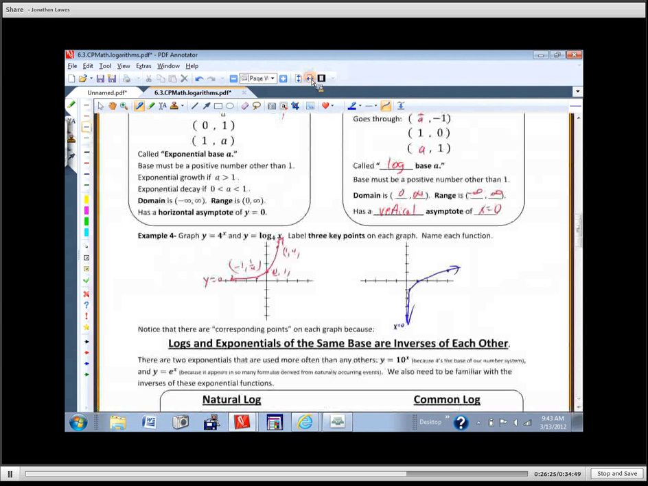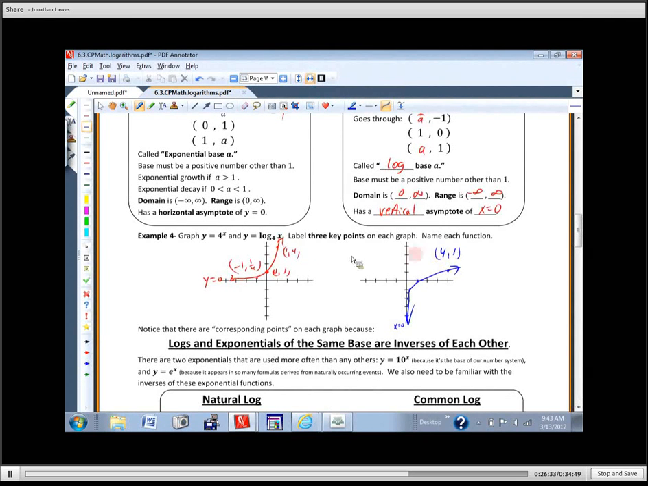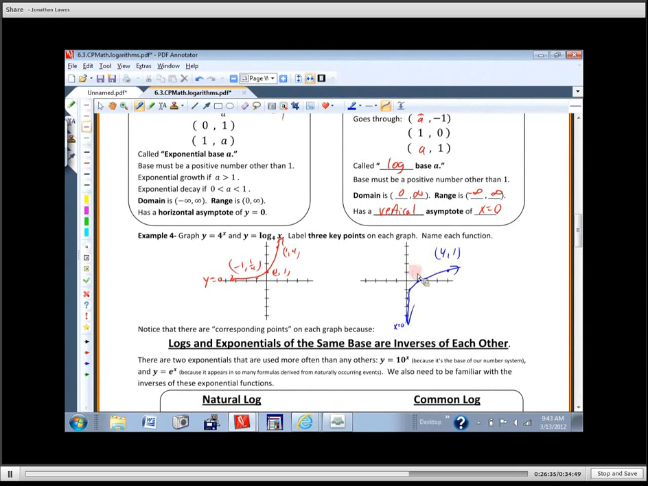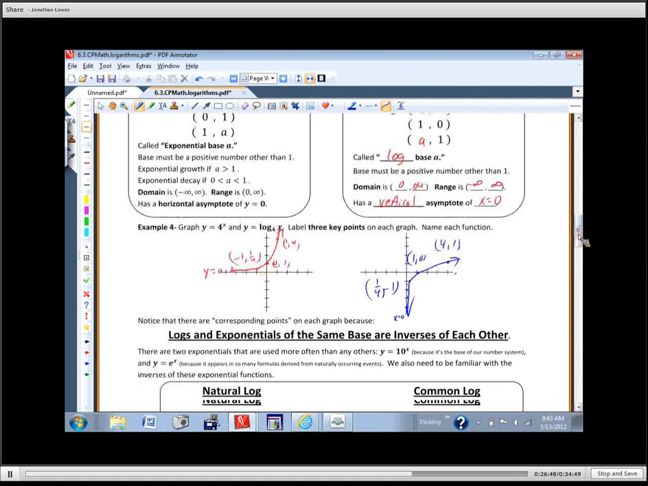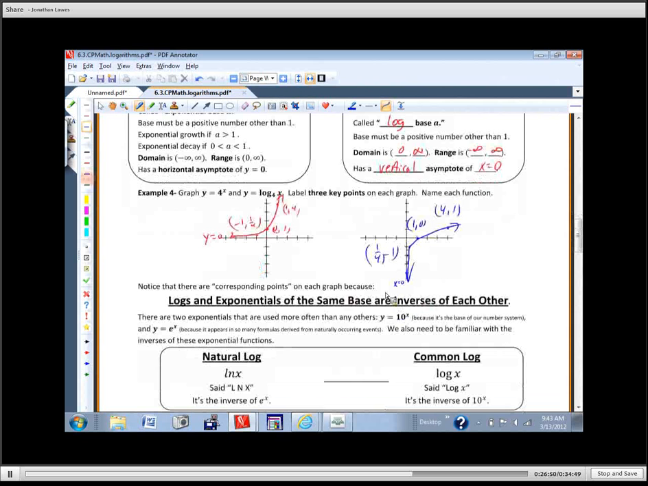Notice that on each one of these graphs there are corresponding points. This point right here was (4, 1). That corresponds here. This point right here was (1, 0). That corresponds here. And this point right here was (1/4, -1). Those are the corresponding points. The big idea here is that exponentials and logarithms that have the same base are inverses of each other. So you're definitely going to want to keep track of that.